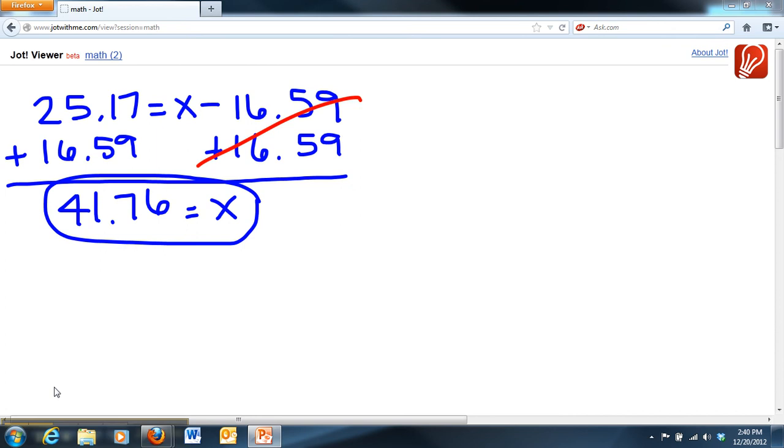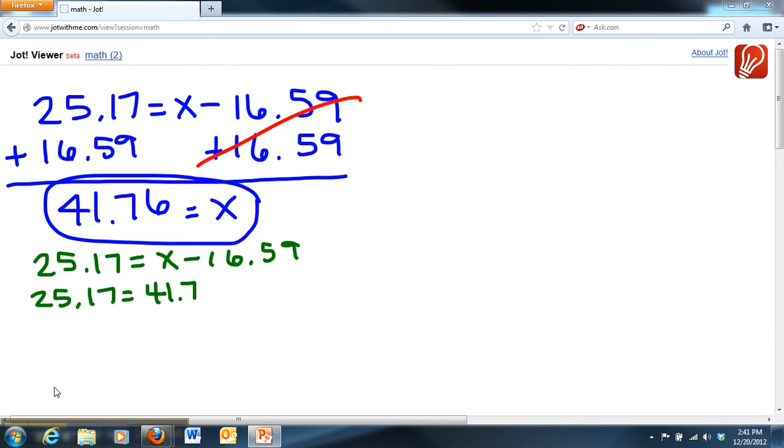Now we want to verify that our result of 41 76/100 actually satisfies the equation. In order to do that, we'll take the original equation, 25 17/100 equals x minus 16 59/100, and instead of x, now we'll substitute in that solution we got, just to verify that when we do that, we will get a true statement. The two sides will actually be equal to one another.